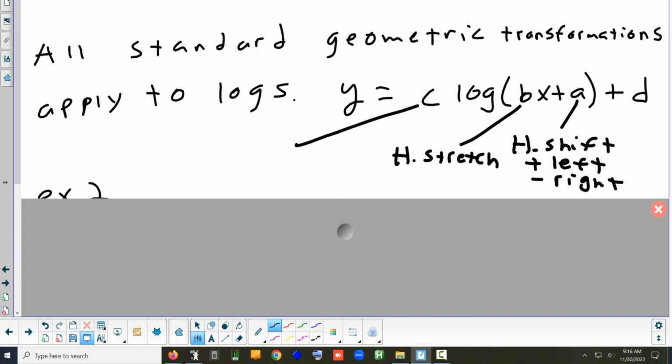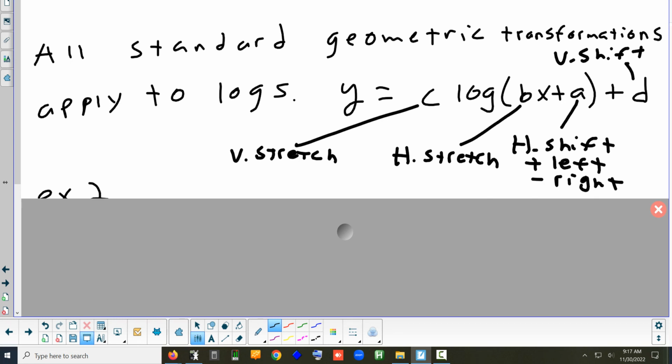Okay. What about C? Now we are outside of the log function. And C is multiplication. Yep. Vertical stretch. That's a vertical stretch. Okay, nothing backwards about that. Bigger number stretches it bigger. A fraction would make it smaller, like a fraction less than 1. And what about D? What's D, right? Vertical shift. That's your vertical shift. Positive is up, negative is down.